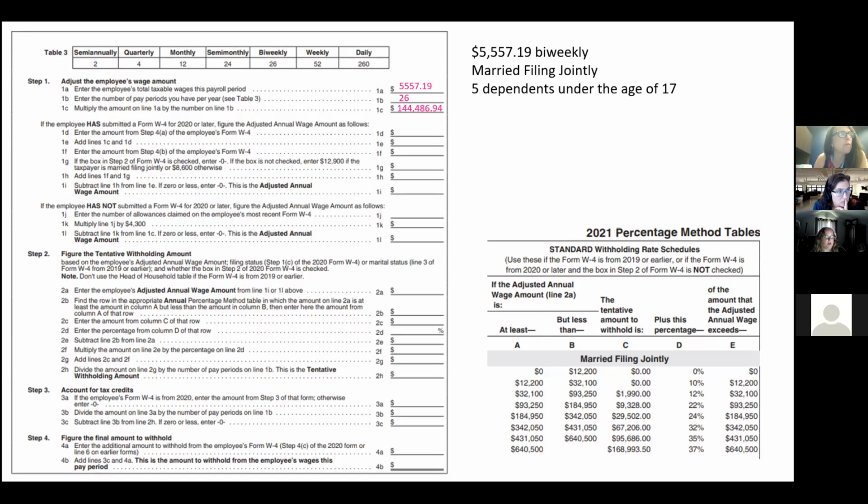The next piece, we're going to use that section for the Form 2020 or later W4 because we have a 2021, I believe, W4. So on line 1D, we're going to enter the amount from step 4A, which they didn't tell us they put anything in that section, so we're going to say 0. Then we're going to add, which means we just get $144,486.94. 1F, we're going to enter the amount from step 4B. Again, they didn't tell us about anything, so we're going to assume 0.